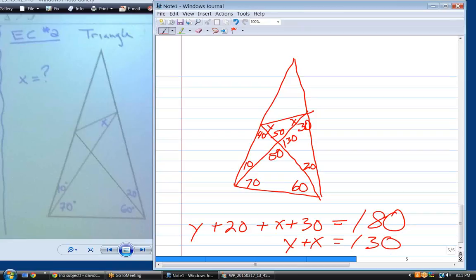Now can we come up with another equation with x and y in it? Yeah, this triangle right here says that x plus y plus 40 plus 10 has to equal 180. Doesn't help, does it? Just tells us x plus y equals 130 again.